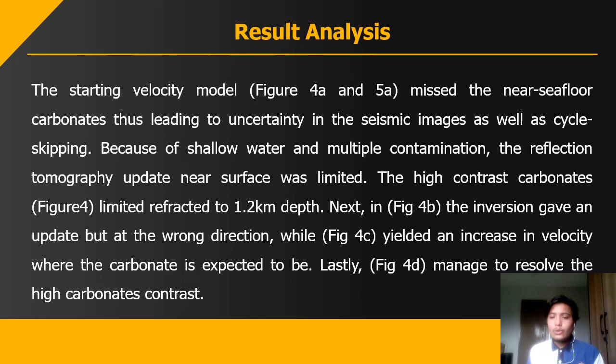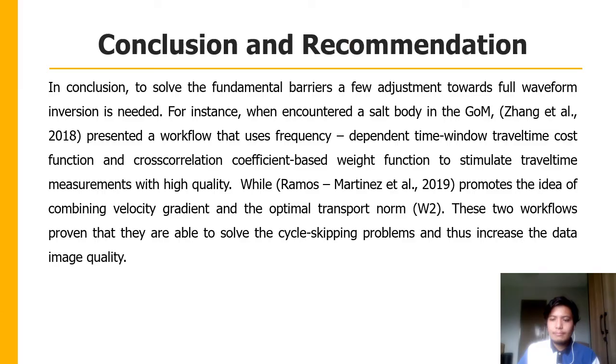So if you look back at figure 4 and figure 5, figure 4D and also 5B, both of these managed to update the carbonate platform. So it shows that by integrating the W2 norm with the FWI, it managed to produce a better result, thus it leads to a better interpretation. Okay, it seems we have reached the final part of my presentation.